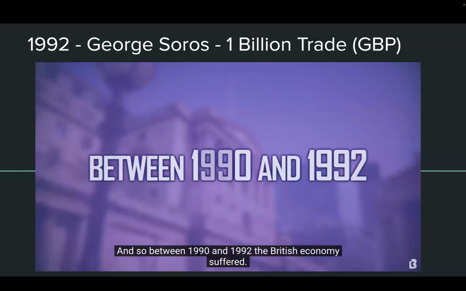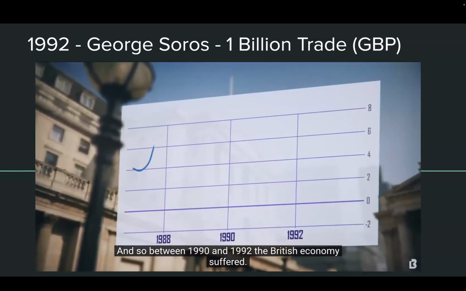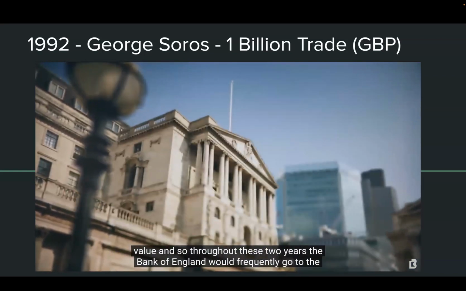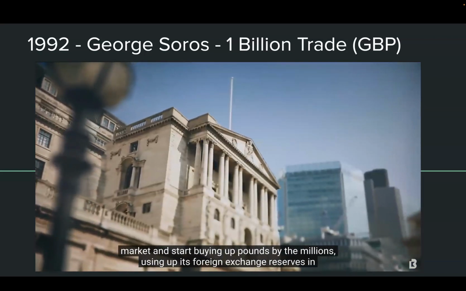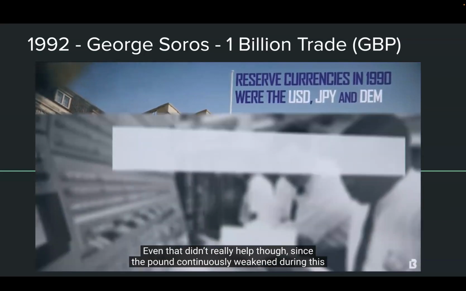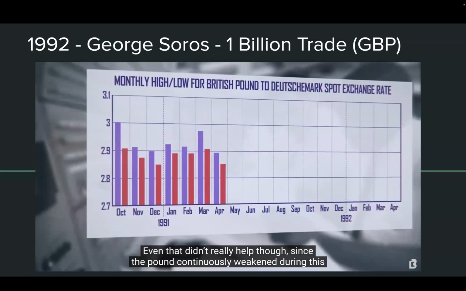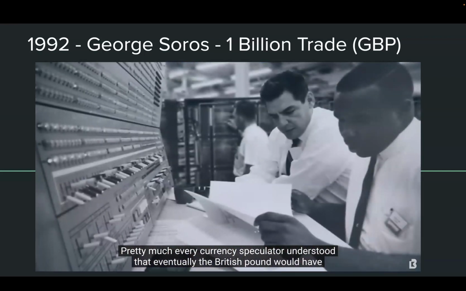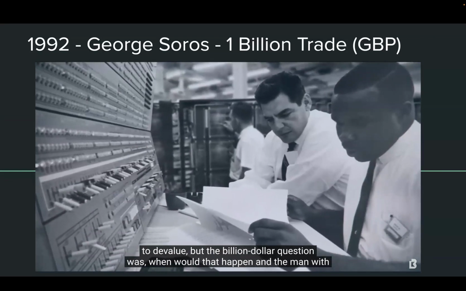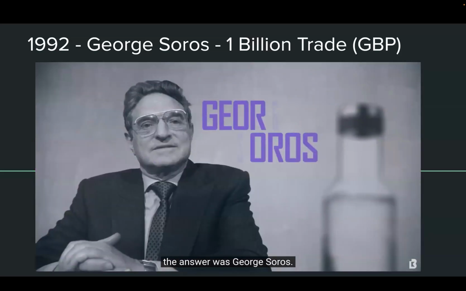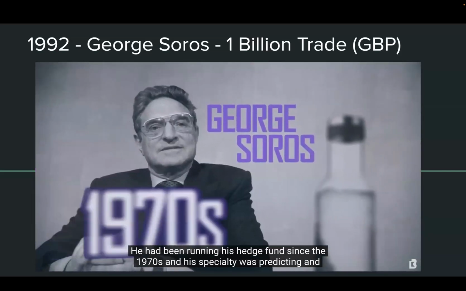And so, between 1990 and 1992, the British economy suffered. Of course, just keeping interest rates high wasn't enough to maintain the pound's value. And so throughout these 2 years, the Bank of England would frequently go to the market and start buying up pounds by the millions, using up its foreign exchange reserves in the process. Even that didn't really help, though, since the pound continuously weakened during this time, just barely within the limits of the ERM. Pretty much every currency speculator understood that eventually the British pound would have to devalue. But the billion-dollar question was, when would that happen? And the man with the answer was George Soros. He had been running his hedge fund since the 1970s.